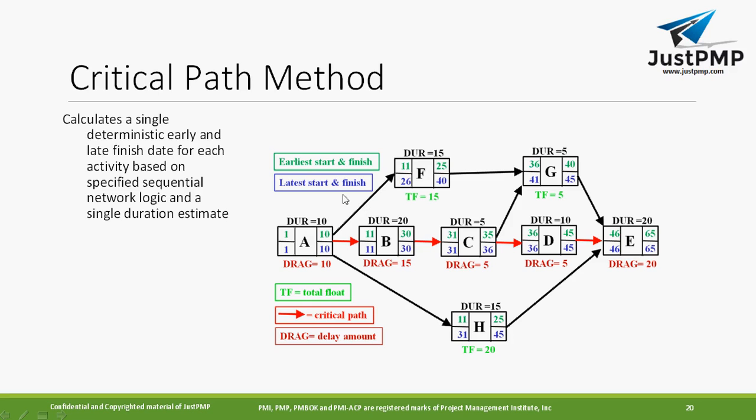So how am I going to calculate it? Let's take an example with activities A, B, C, D, E, F and G. The first activity A starts at 1, and the duration is 8. Here the duration is 15, here 5, and here 20. Now I am going forward. This is called the forward approach.